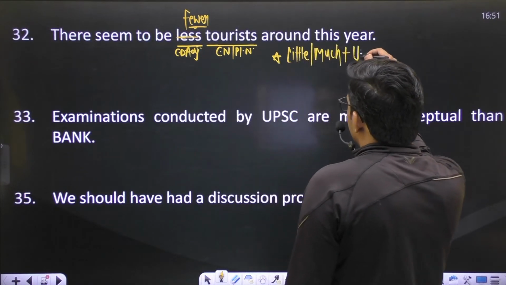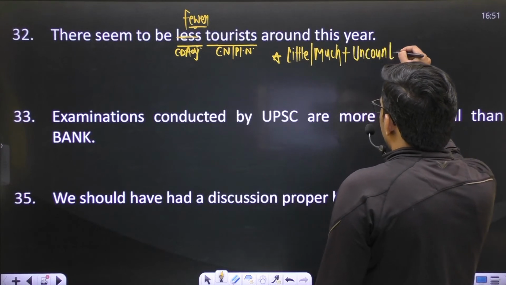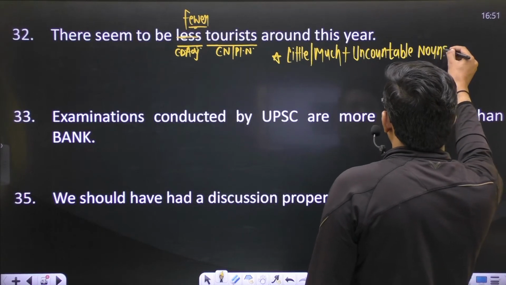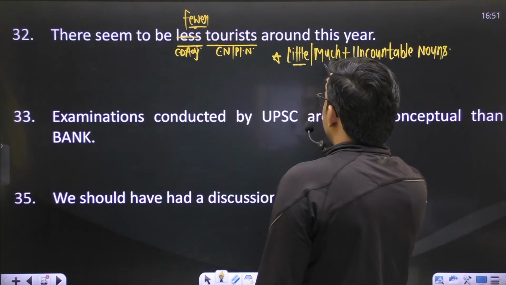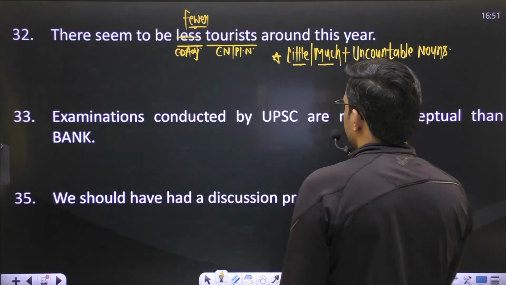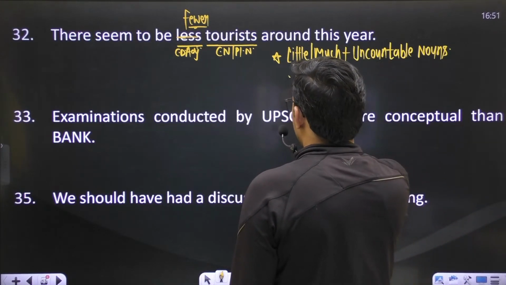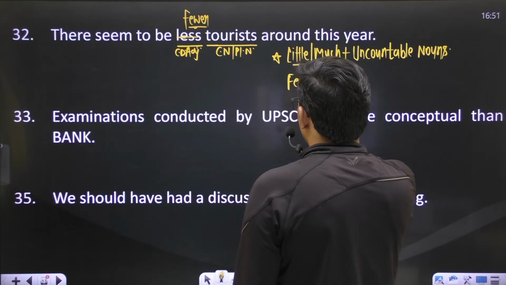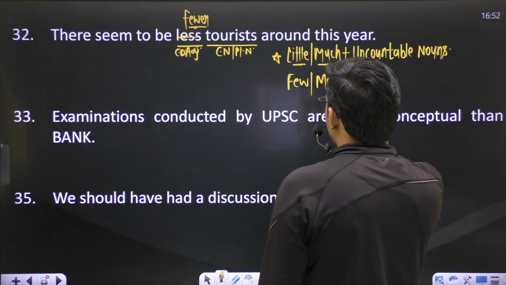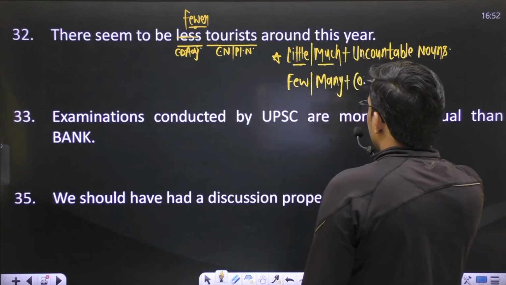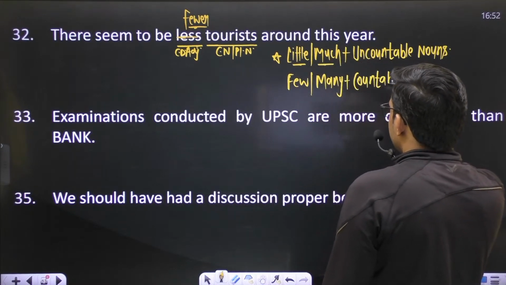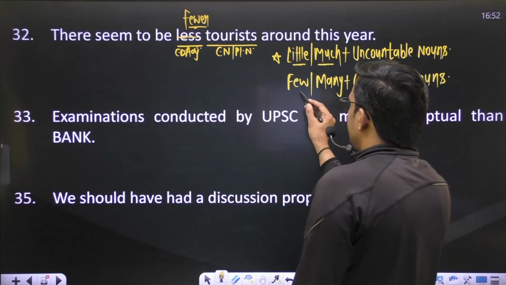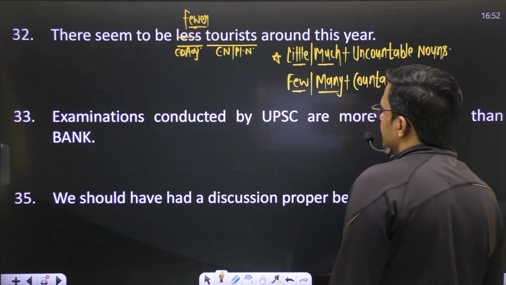before uncountable nouns. Before uncountable nouns we use adjectives like little, कम की सेंस के लिए little, ज़्यादा की सेंस के लिए much. And we use few and many. Few और many जो adjectives होते हैं are used before countable nouns. बिफोर काउंटेबल नाउन्स कम की सेंस के लिए फ्यू, ज़्यादा की सेंस के लिए मैनी आता है.